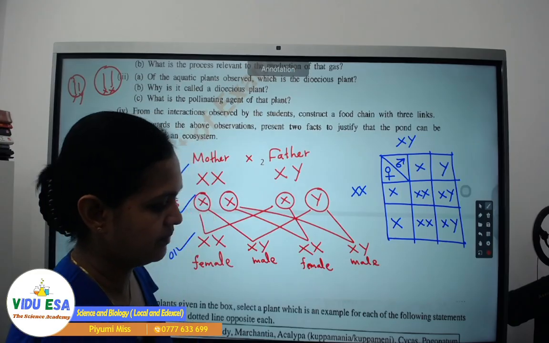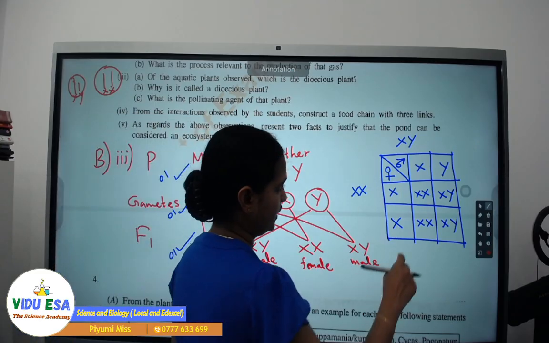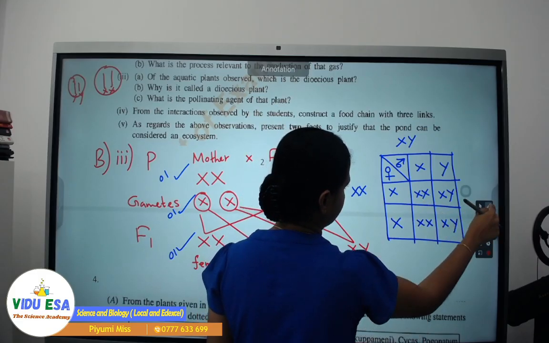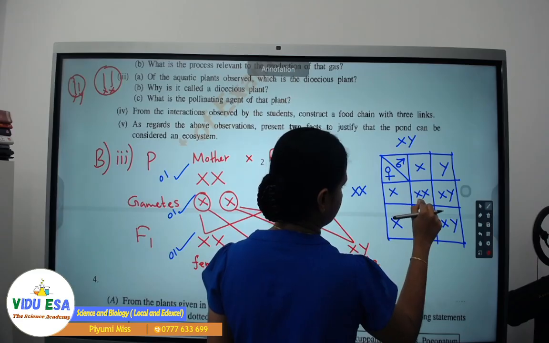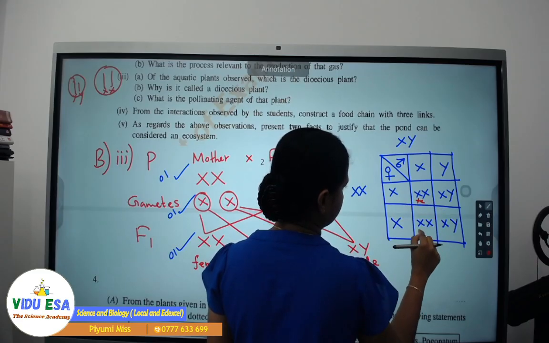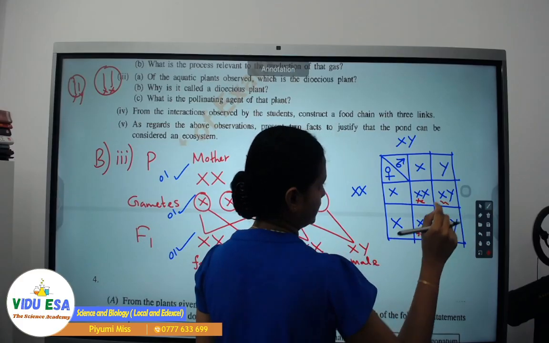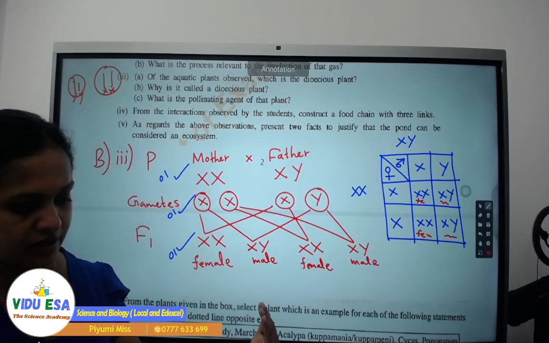Then in each one you have to write whether it is male or female. Here female, female. It's a bit difficult to write there, isn't it? Female, male, male, you have to write like that there. Now, like we wrote below.